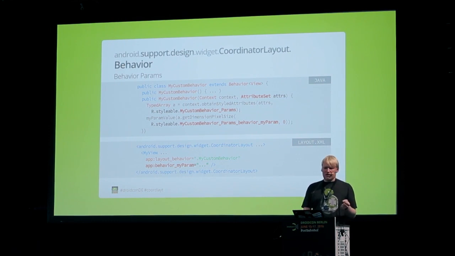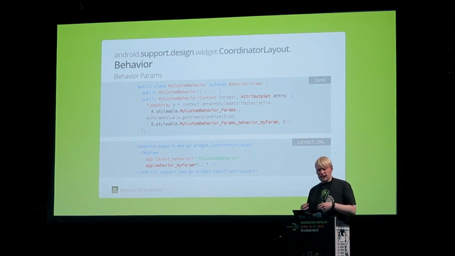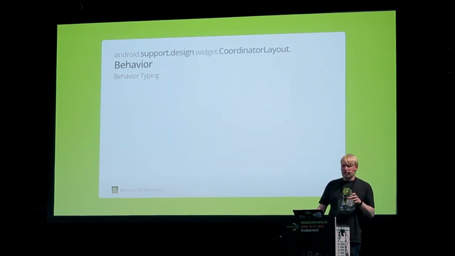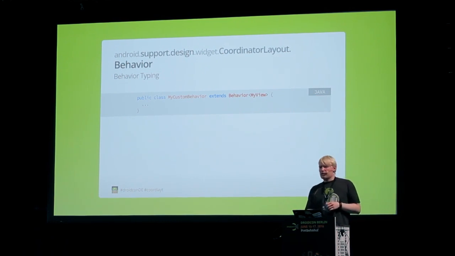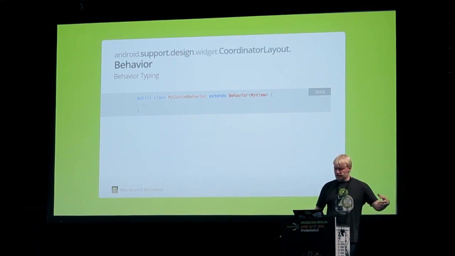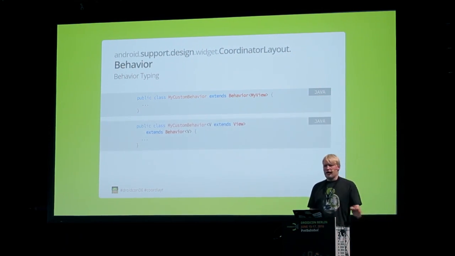Okay, on the parameters, it is a best practice to use the behavior naming instead of the layout naming, so you don't get confused later on. But let's have a look at one more thing. Behaviors are actually typed to views, so you can either type it to a specific view, which makes sure that this behavior can just be used on this special view, or you do it in a more generic way, so your behavior can be used for any child view of the coordinator layout.